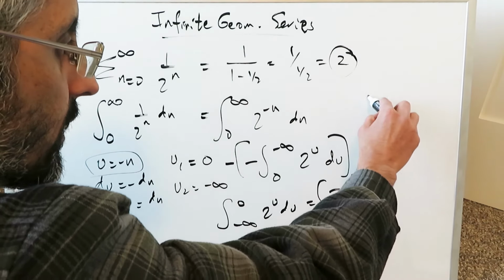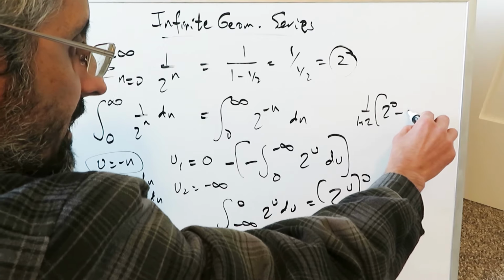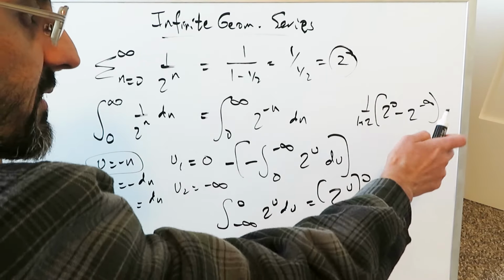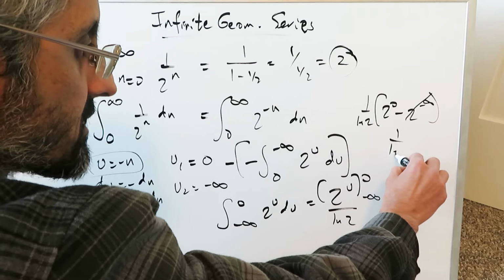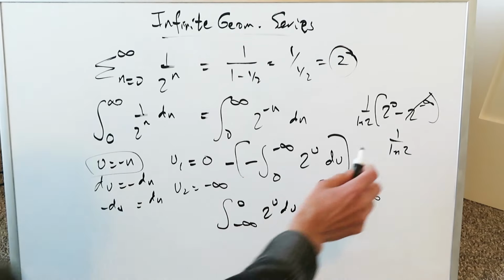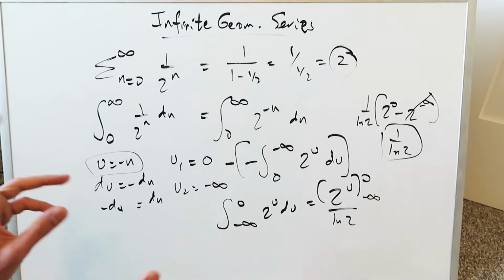You'll do here 1 over ln 2 times 2 to the power of 0 minus 2 to the power of minus infinity. 2 to the power of minus infinity is like 1 over 2 to the infinity, which will zero out. You will end up seeing over here 1 over natural log 2. And now compare these two end results. The integration is giving me this as the sum, which is really not the sum.